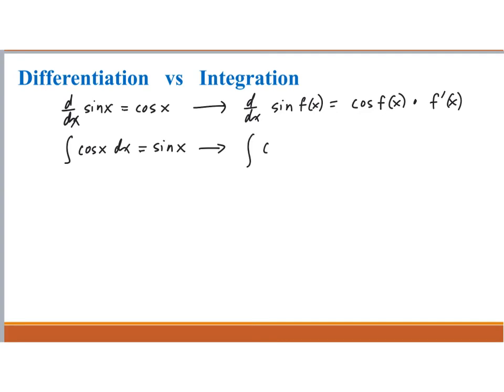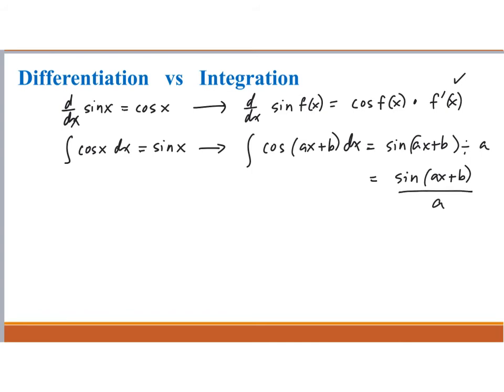So the integral of cosine ax plus b will be sine ax plus b, and instead of times f prime of x, we will be dividing. And because our f of x is ax plus b, f prime would be a. Again, it's better to write this as sine ax plus b divided by a.